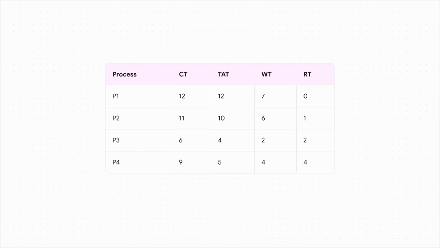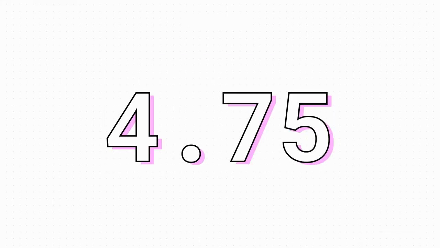Let's take P1, for example. It finished at time 12. It needed 5 units of CPU time to do its work. That means it spent a whopping 7 units of time just waiting in line. Now, looking at each process is useful, but we often want a single number to judge the whole schedule. And a really common one is the average waiting time. If we average it out for our 4 processes, we get 4.75 units.